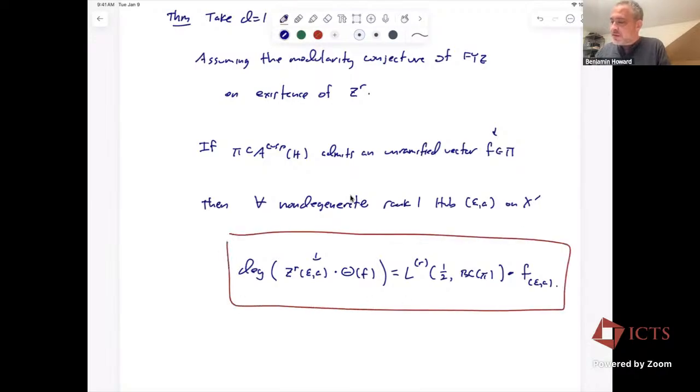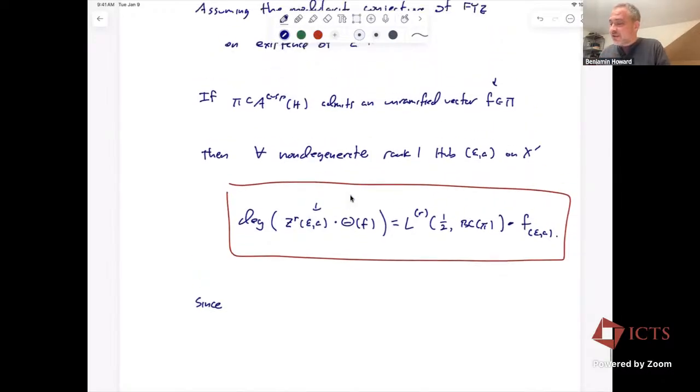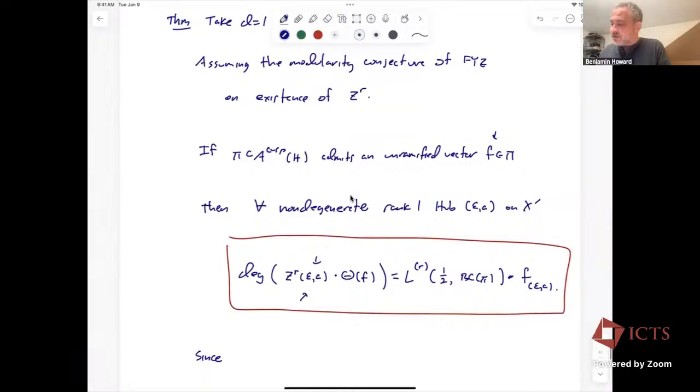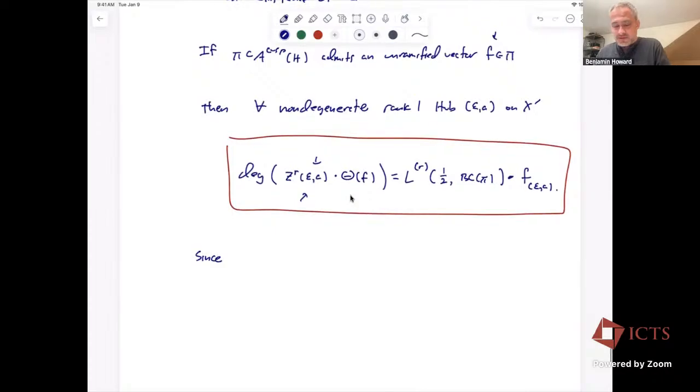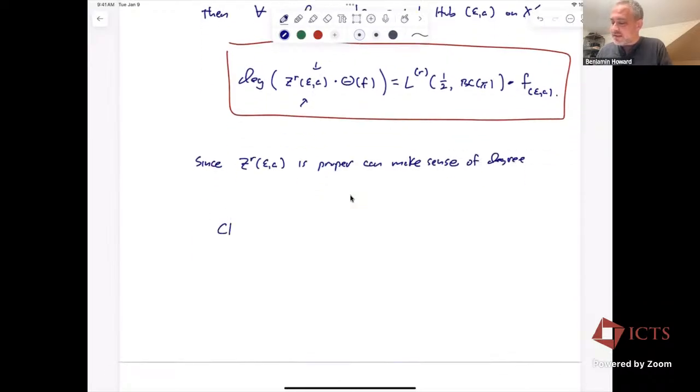And this business about the degree not being well defined, well, I said at the end of the second lecture that in this situation, for these special cycles, the special cycle itself is proper. So since ZREA is proper, you can make sense of the degree because what we're actually intersecting is something in the codimension R Chow group with proper support.